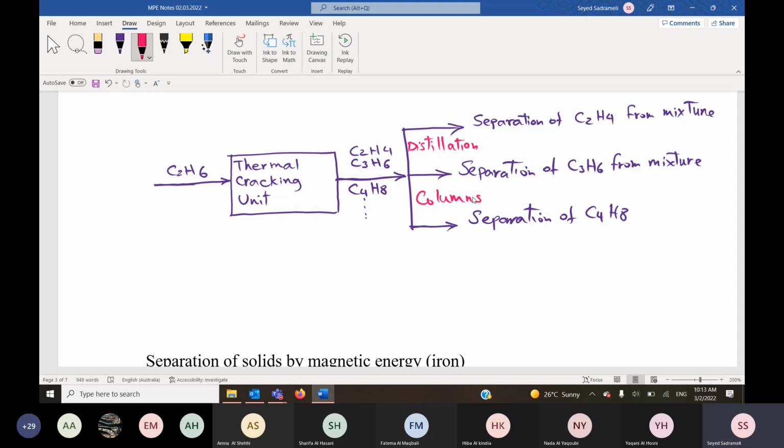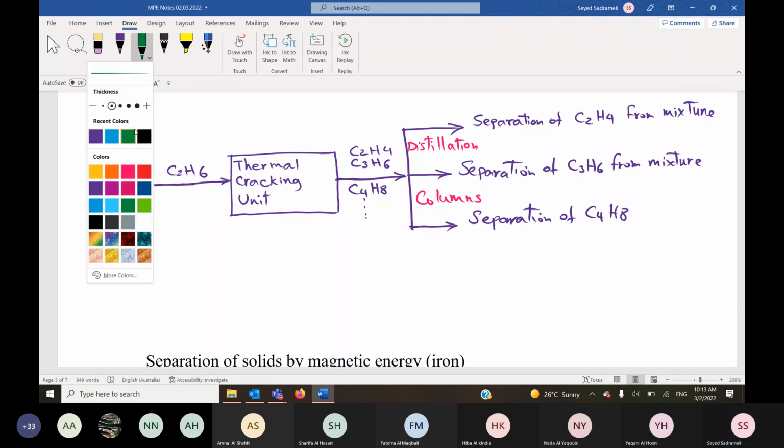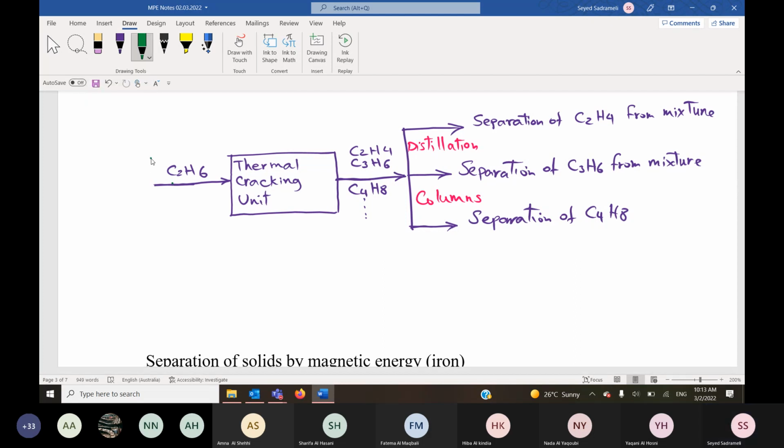But before sending the feed to the system, we should also have a treatment on the upstream of the system. So we have a cleaning, feedstock treatment.